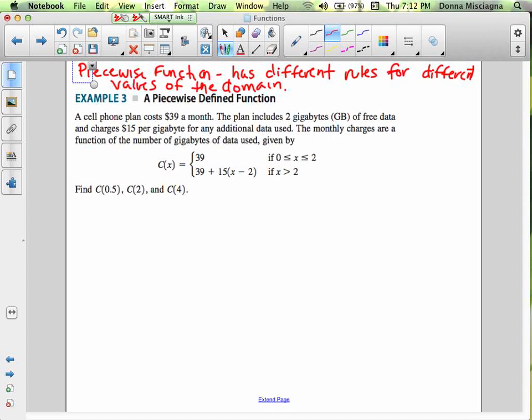But you're charged $15 per gigabyte for any additional data used. Anything beyond the 2, that's why it says x minus 2, you're going to be charged $15 per gigabyte. I have a plan like that. I've been charged more than once $15 for using extra data. The monthly charges are a function of the number of gigabytes of data used. So we want to find the value if we use half a gigabyte, 2 gigabytes, or 4 gigabytes.